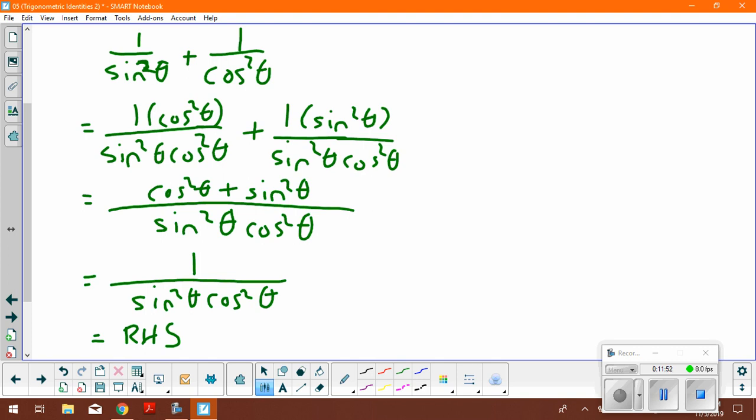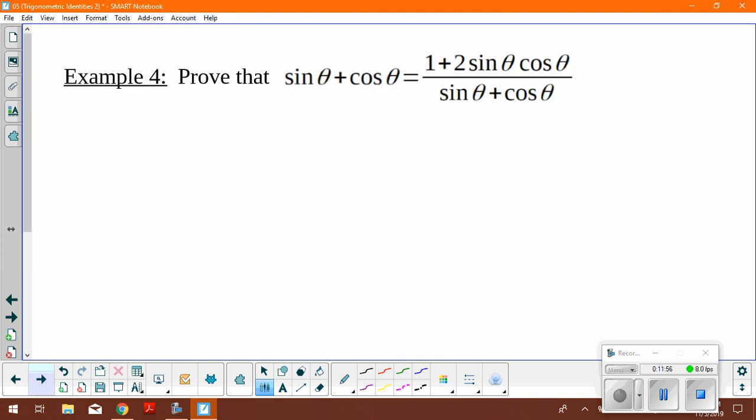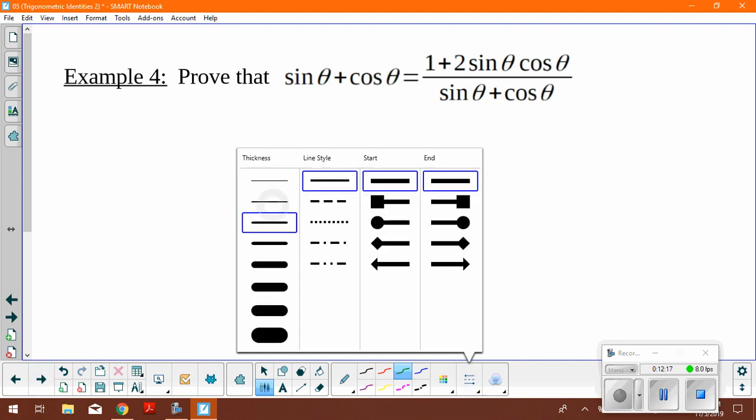All right, last one. And this is the one that Carter would call the Papa Bear question, I guess. Prove that sine theta plus cos theta equals 1 plus 2 sine theta cos theta over sine theta plus cos theta. So the messier side is the right-hand side. So we're going to start with that one.